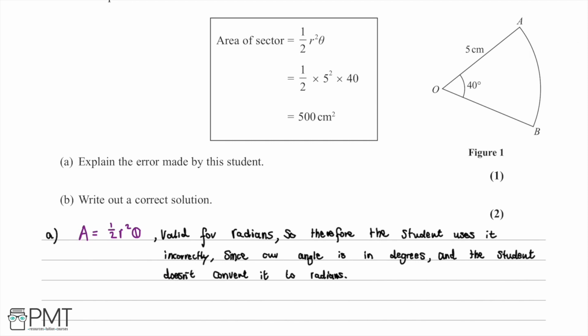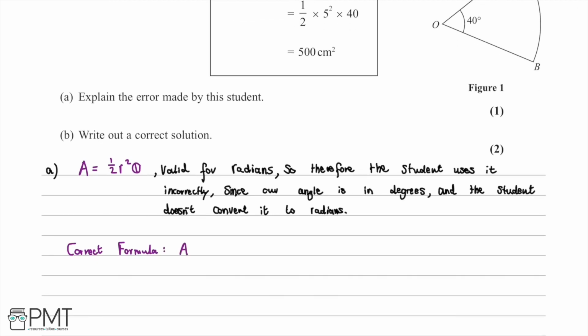And we know that the correct formula that we can use to work out the area of a sector of a circle is as follows. A is going to be the angle in degrees divided by 360 multiplied by pi r squared, where we know that this part of the formula is converting our angle from degrees to radians.